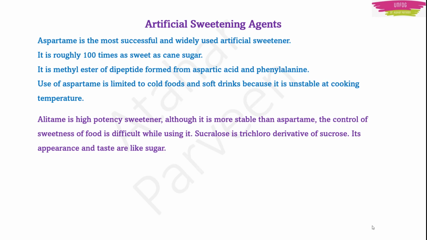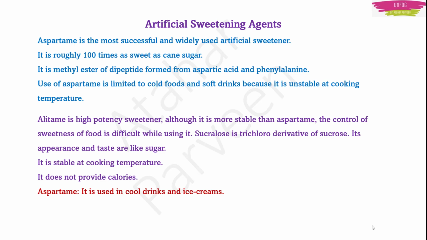Sucralose is a trichloro derivative of sucrose. Its appearance and taste are like sugar only. Okay? It is stable at cooking temperature. You can use it in sweets. But the only thing is that you should learn to control the sweetness. Okay? Because it is an artificial sweetening agent, it will also not provide any calories, like saccharin and aspartame.